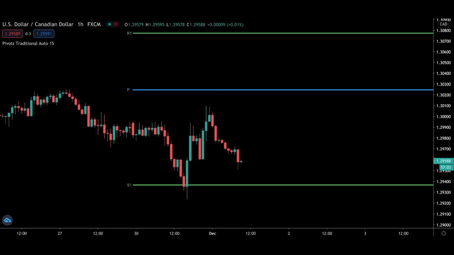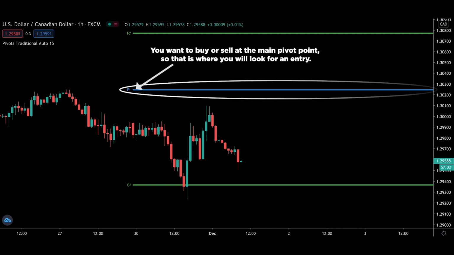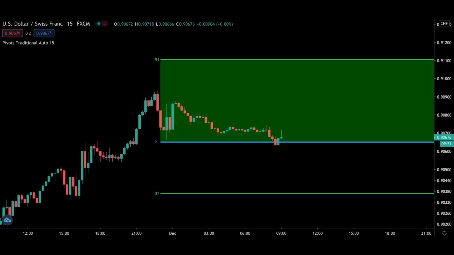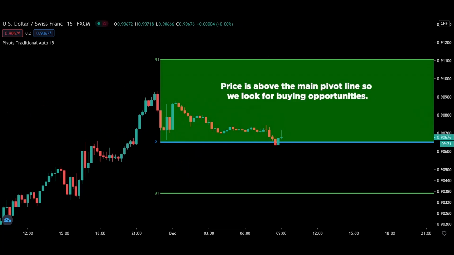I previously mentioned that you want to buy or sell at the main pivot line, so that is where you will look for an entry. Again, there's nothing subjective about this, and the level is plotted out for you. Let's take a look at this example where price is above the main pivot line. And because it is above the main pivot line, we want to look for buying opportunities.